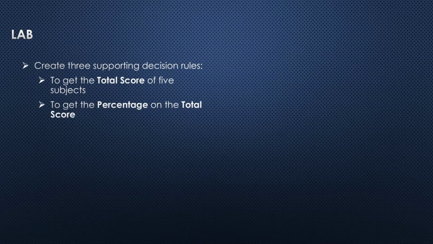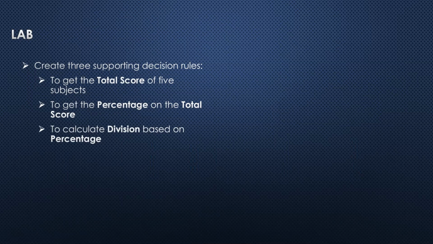The second expression business type will be used to get the percentage on the total score, which we are getting in the first step. Then we will calculate the division based on the percentage which we have received in the second step. So these are the 3 decision types.